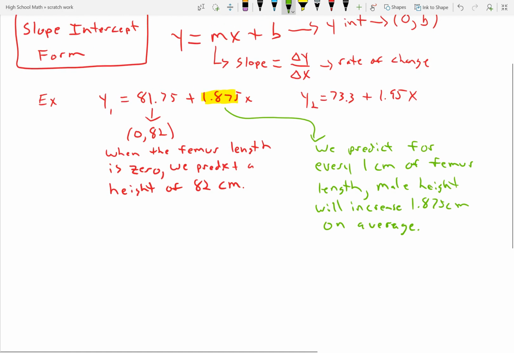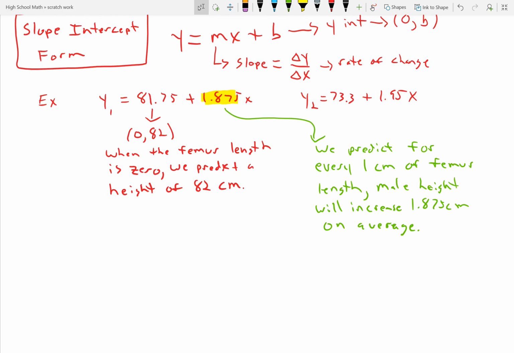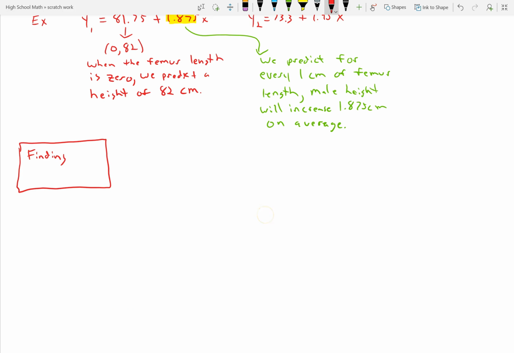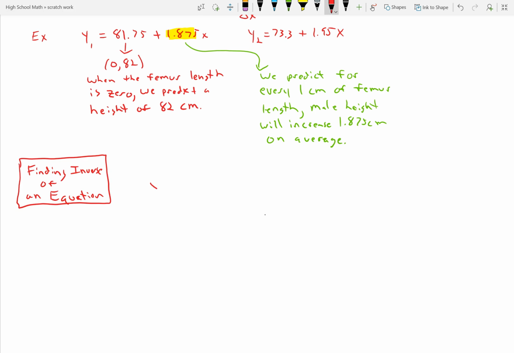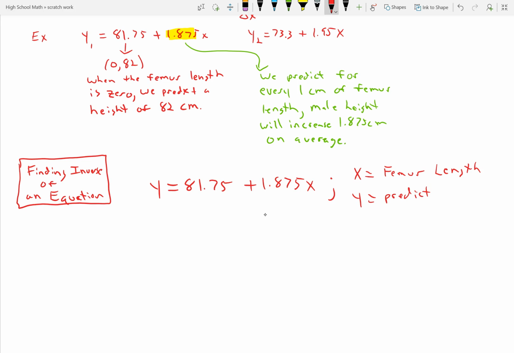All right. The other main part of our section was finding an inverse. And this is finding the inverse of an equation. Let's take our particular example here. Our y equals 81.75 plus 1.875x. Again, we should define our variables here, but our x is our femur length and our y is our predicted height for a man, predicted male height.